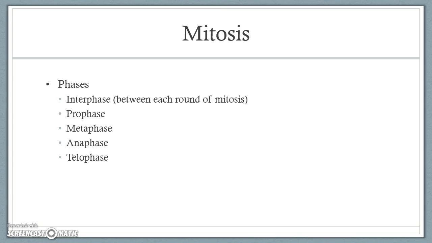Mitosis is divided into phases. Interphase, which technically is not part of mitosis, but occurs between each round of mitosis, is the time when the cell is carrying out its functions. And then prophase, metaphase, anaphase, and telophase.